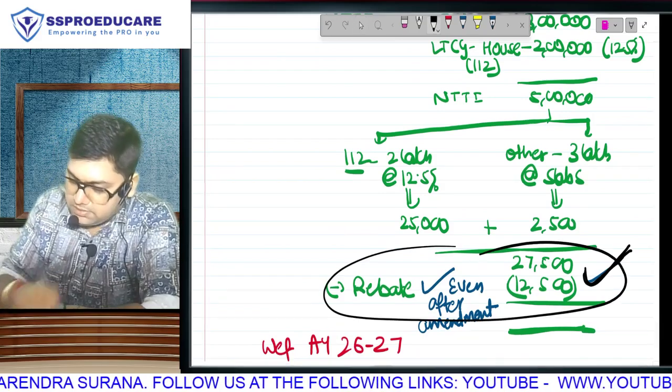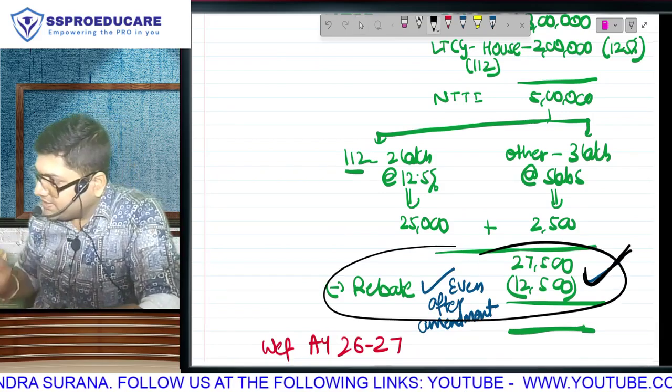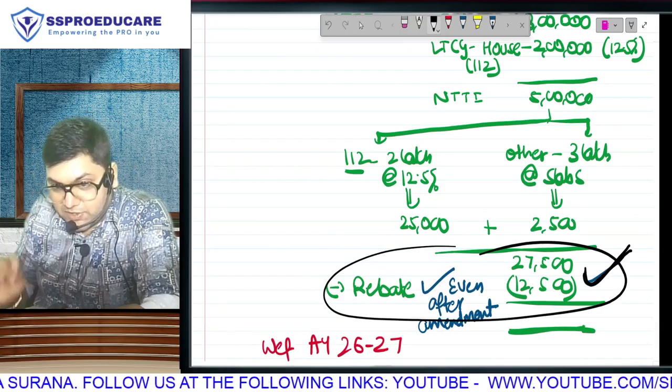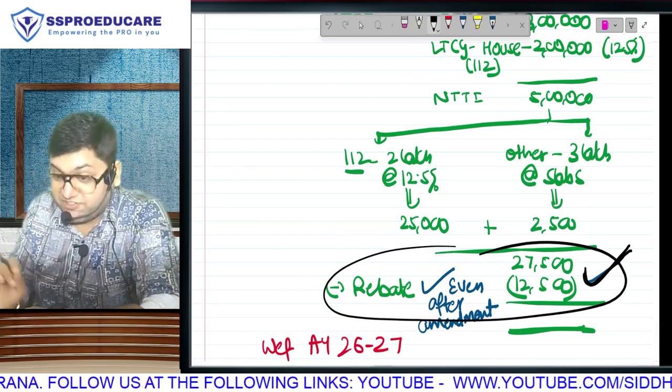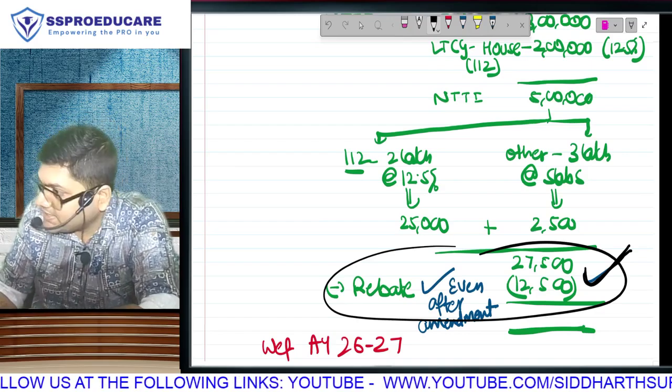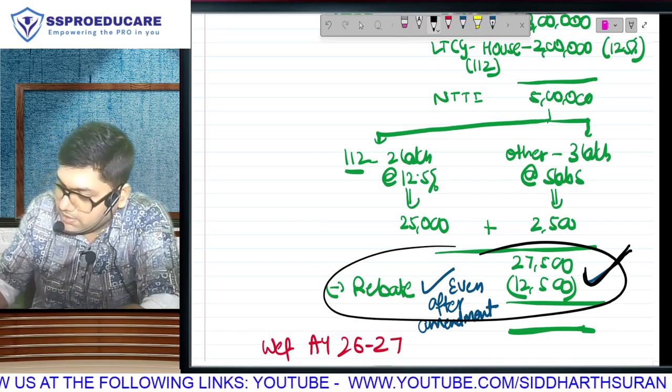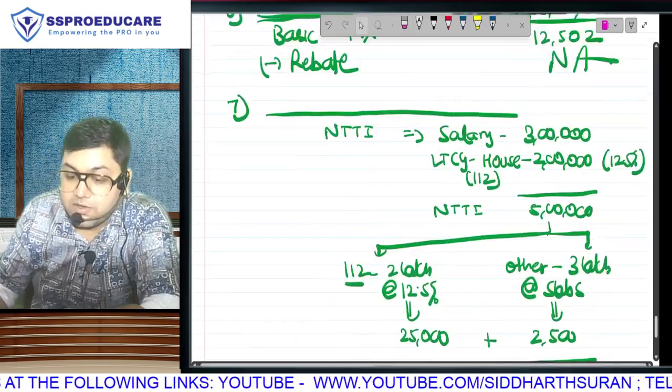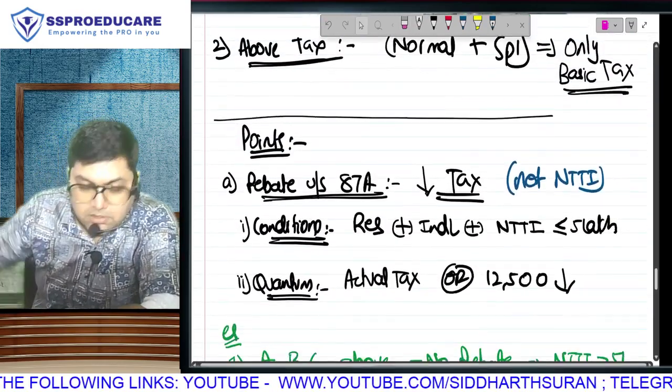ये right है क्या? Can we take rebate against special rate? Yes, because right now we are in old regime and this is not 112A. This is 112. Against this, rebate calculation is allowed. Clear है? That was your point A.